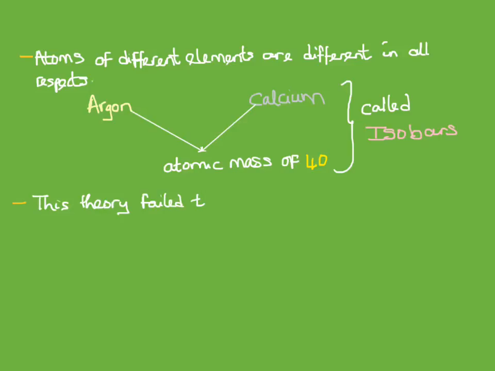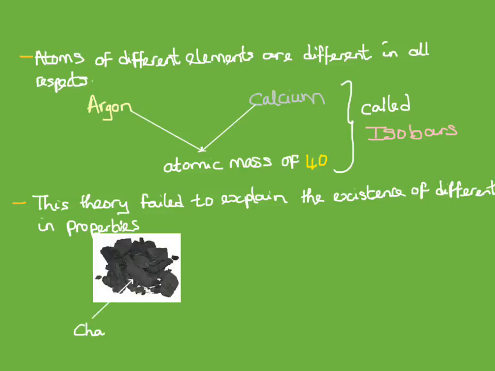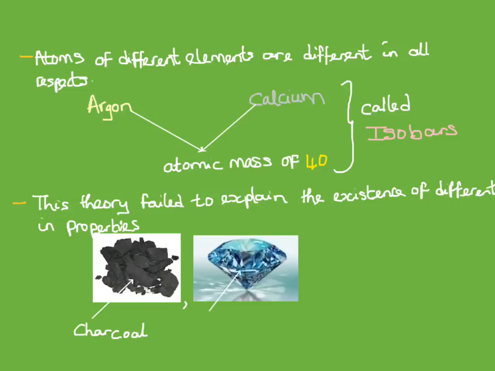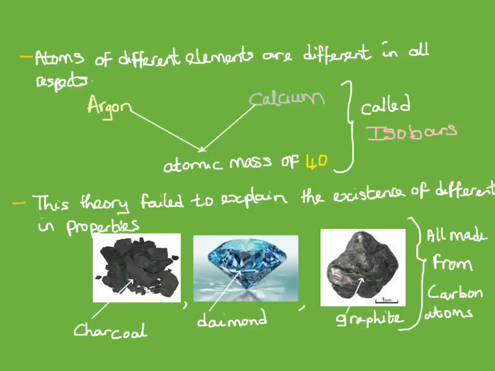This theory completely failed to explain the existence of different properties. We have the element carbon in the forms of charcoal, diamond, and graphite. They are all made up of the same kind of atom, that is, carbon atoms, but they have different properties.